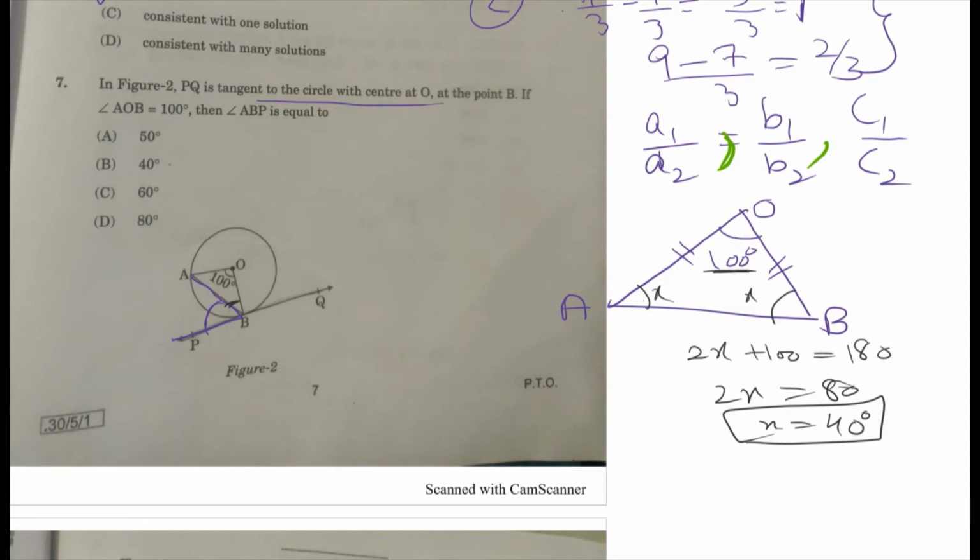The complete angle OBP is 90 degrees because OB is the radius and BP is the tangent. Out of this, this angle is 40. So the remaining will be 50 degrees. So it's 90 minus 40, 50 degrees. Option is A.